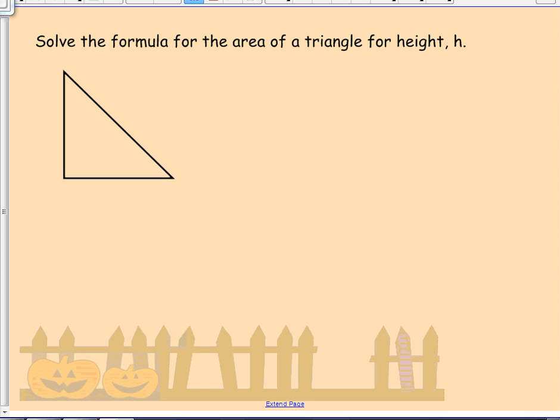So the first problem we're going to do is solve the formula for the area of a triangle for height h. If you remember, the area of a triangle is 1/2 base times height. Now, when it's saying solve for height h, that means we want to get h alone.